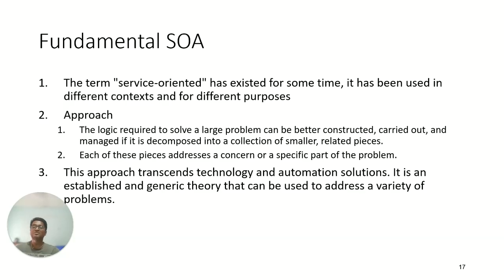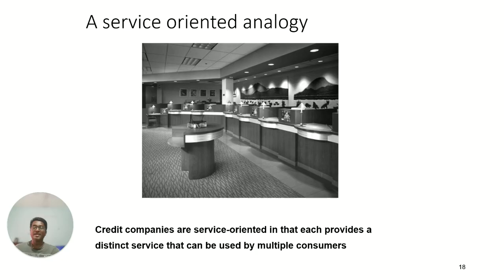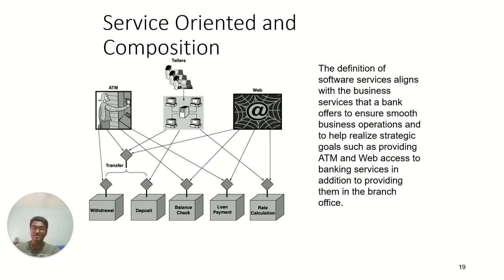The fundamentals include that service orientation has existed for some time, an approach required to solve a large problem, and this approach transfers the technology and automation of solutions. And this is how the analogy looks: the companies are service oriented and can be used by multiple customers. And in service oriented composition, the definition of the software services aligns with the business. It's a smooth composition, such as providing ATM and web services for banking.